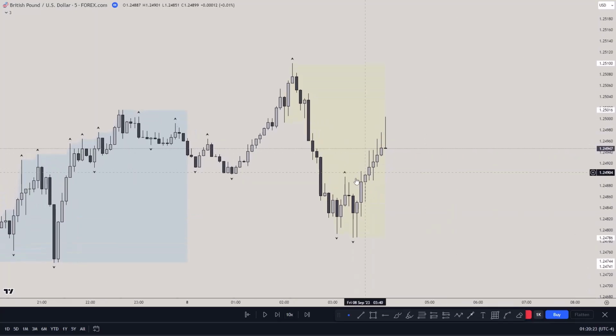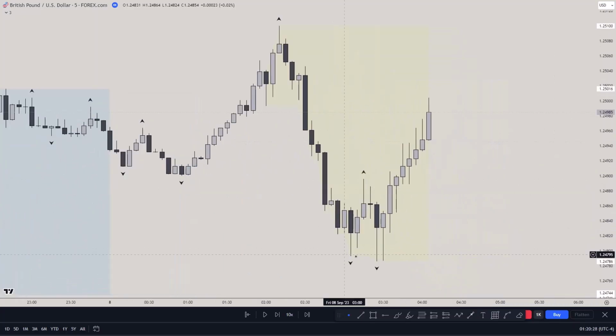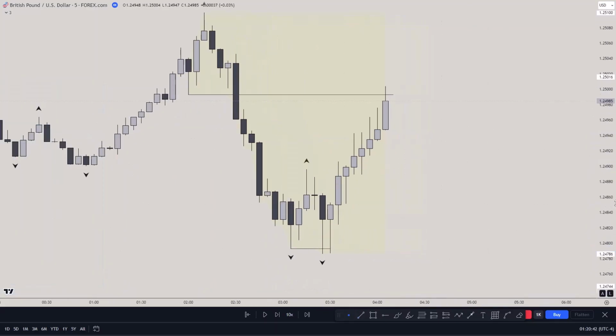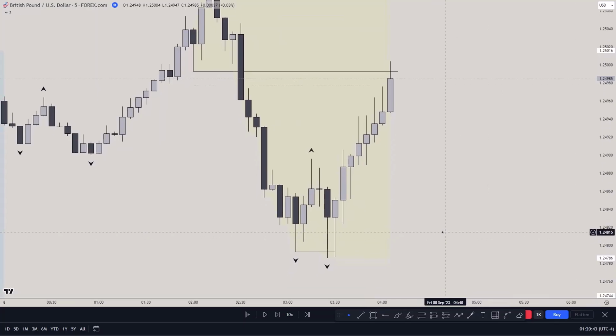And actually, let's see this. Okay, so we had a sweep, and let's mark this, because this is a lower time frame breaker block. And what do we have here? We have a sweep, just showing you how the breaker block is working.